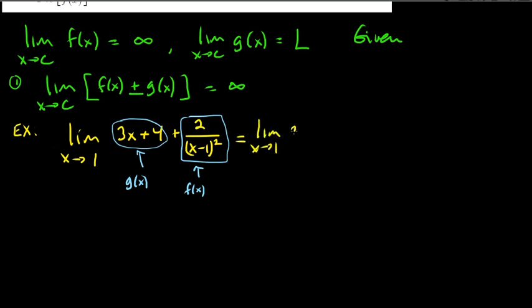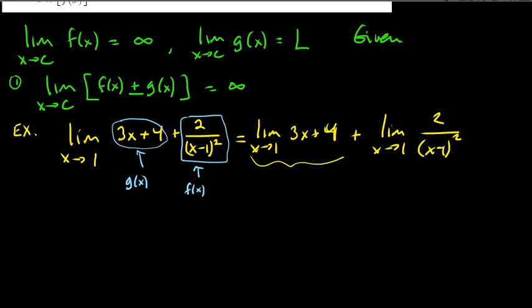We can take the limit of just 3x plus 4, and then to add to that, take the limit of 2 over x minus 1 squared. So this limit we can calculate very easily because it's a continuous function, right? It's a linear function. You know straight lines are continuous, right? So we plug in 1 here. 3 plus 4 is 7.